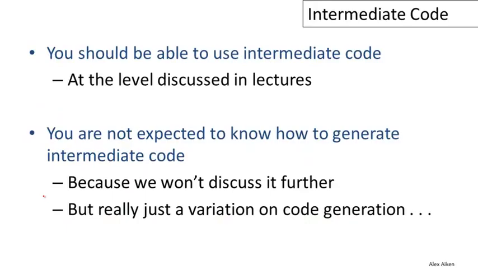So that is actually all I have to say about intermediate code for this course. You should be able to use intermediate code at the level in which we're going to be using it in lectures. In future videos, we'll be looking at intermediate code quite a bit and using it especially to express certain kinds of optimizations. You should also be able to write simple intermediate code programs, and you should be able to write algorithms that work on intermediate code. But I'm not going to expect you to know how to generate intermediate code because we're not going to discuss it any further. And quite frankly, it doesn't introduce any new ideas. It's really just a variation on the code generation ideas that we've already discussed in quite a bit of detail.